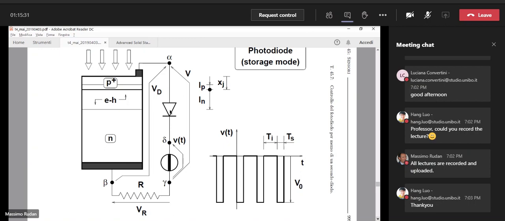Now, one question comes about. If you look at the switch diode, the switch diode has the P region on top, on the side where alpha is, okay? And this P region is shorted with the P region of the photodiode. So we have two P regions that are shorted together. So the question is, why should we keep them separated? Why don't we put them together?